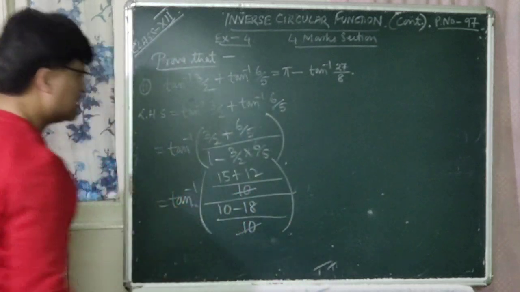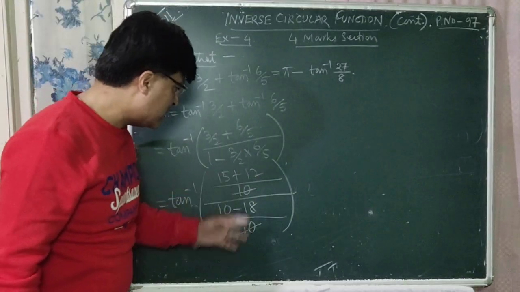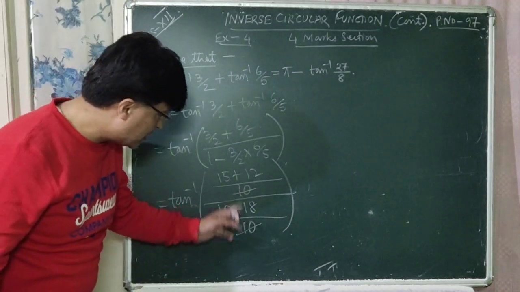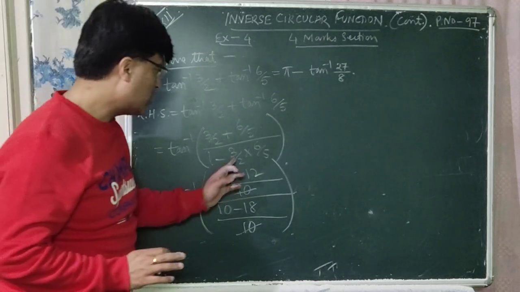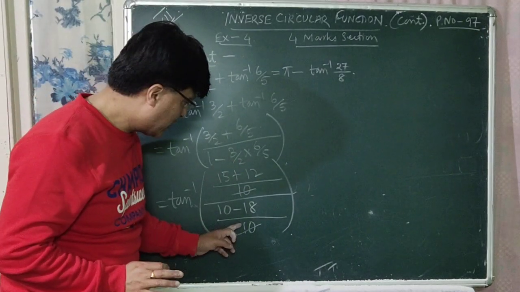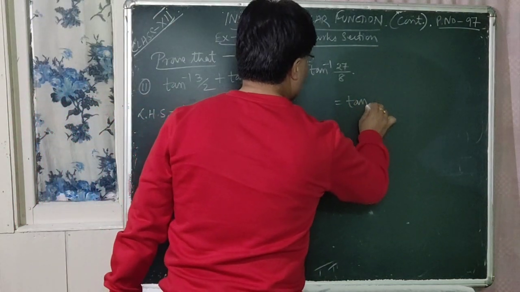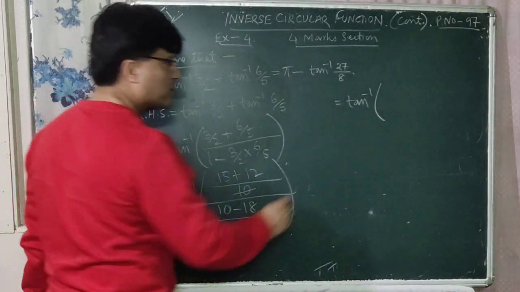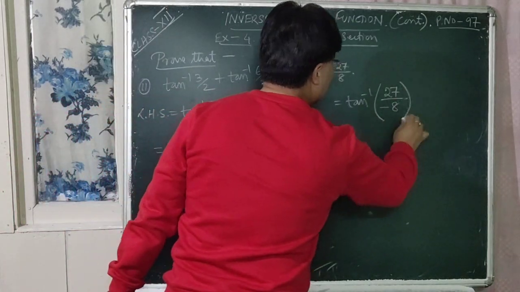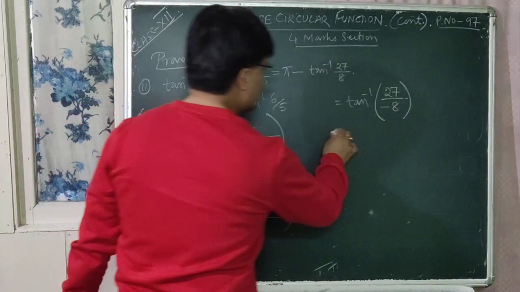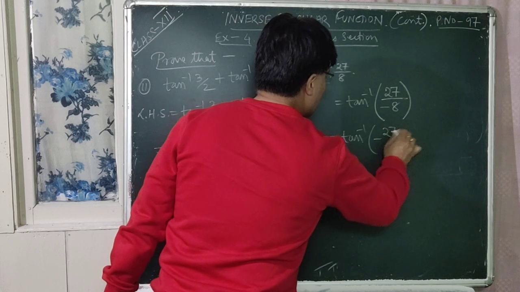Right. So here 10 10 gets cancelled. You may cancel it here also and then you can simplify it. But since we are getting 10 here, that's why you can cancel this 10 10. So that you can get 10 here directly, we can cancel this 10, right? So which is equal to tan inverse within bracket 12 plus 15 is 27 divided by, what is 10 minus 18? This is minus 8. Is that clear? So which is equal to tan inverse minus 27 by 8.